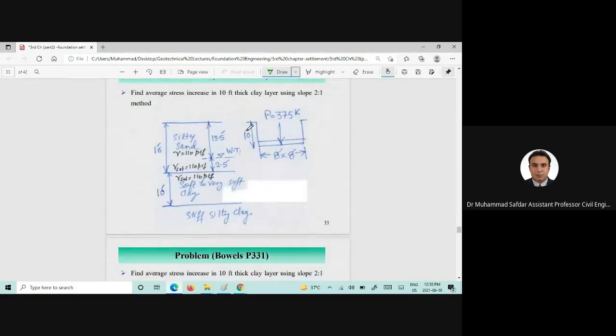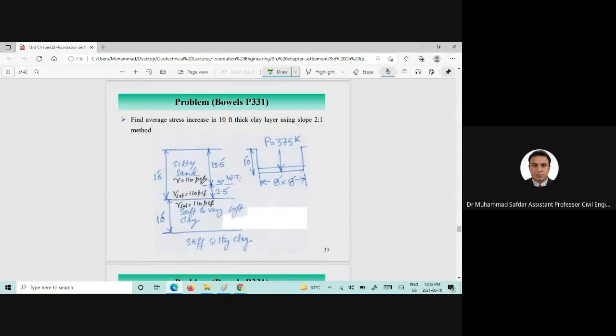Now we will solve an example problem. A load P is applied, which is 375 kips. That footing is placed at 10 feet. The square footing has length and width equal to 8 feet by 8 feet, this is 16 feet, and this is 10 feet. Okay, unit weights are given, relative weights are also given here.